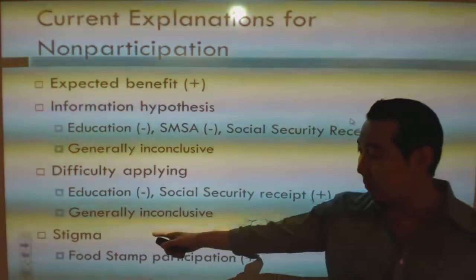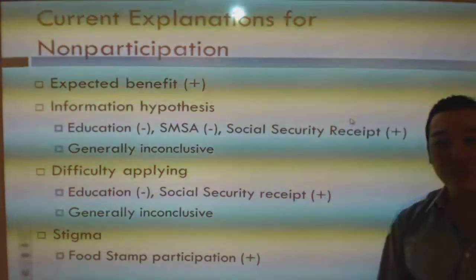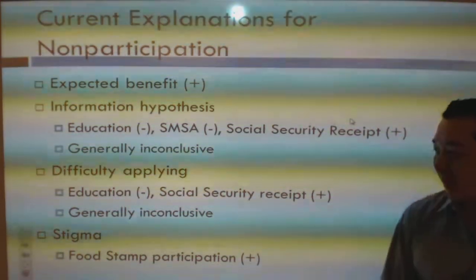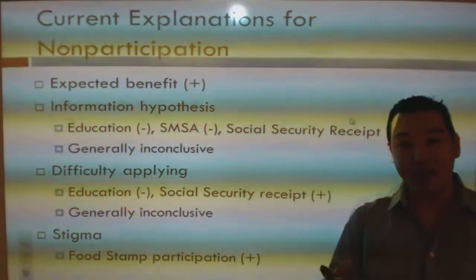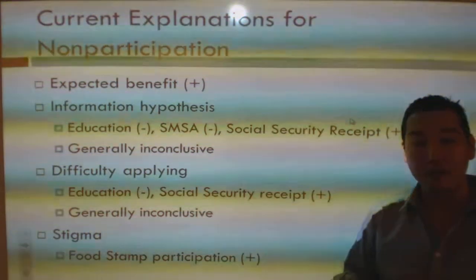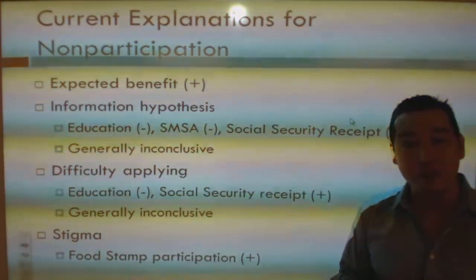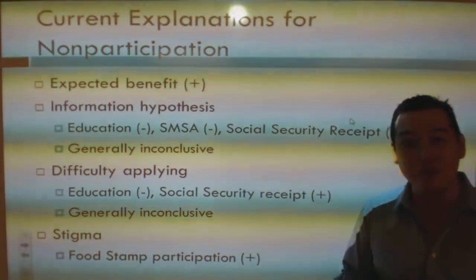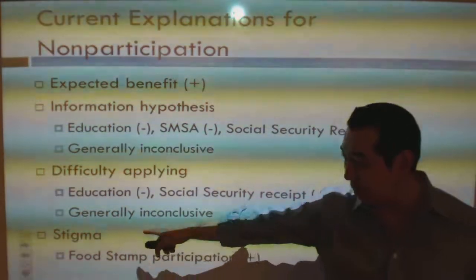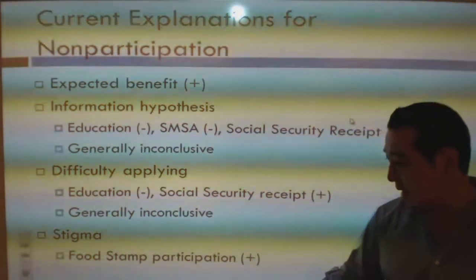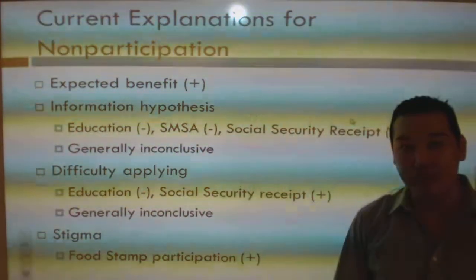And then finally, the last explanation that's put forth by social scientists is stigma. There's a general distaste for participating in welfare programs. One of the variables used to test for that hypothesis is food stamp participation. One might expect that if you're more likely to participate in the food stamp program, or what's now called SNAP, then you should experience less stigma, generally speaking, in terms of program participation. So you'd be more likely to participate in SSI if you're receiving food stamps. And the research does show some evidence for this hypothesis. There's a positive relationship. If you're receiving food stamp benefits, you're more likely to participate in SSI. So there's some good evidence for the stigma hypothesis.